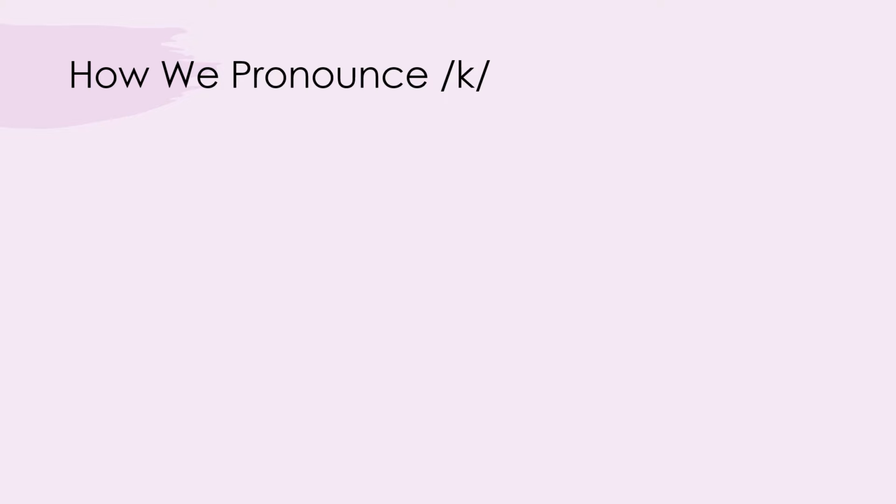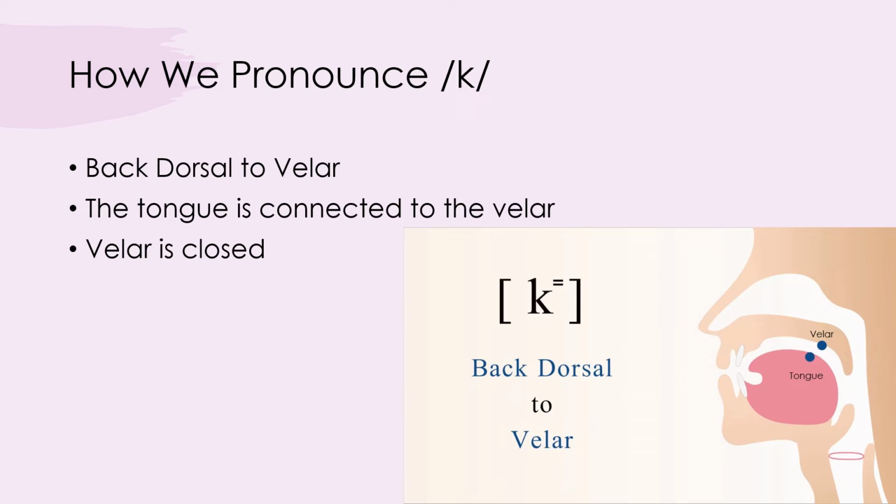Moving on to how we pronounce K, kind of the anatomy here. The back dorsal goes to the velar, kind of the tongue goes to the back. The tongue connects to the velar, and the velar is closed. So as you can see, here's my velar, and here's the tongue. What's going to happen is the K is going to come up from here, and then it's going to come here, and the tongue and the velum will connect, and the K will come out through the mouth, and you have the K sound. Okay?